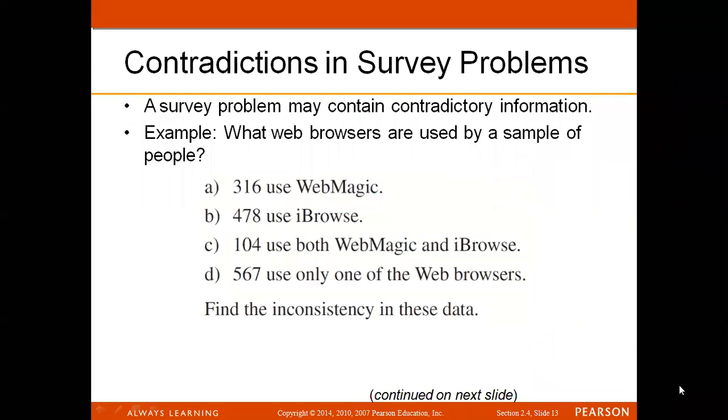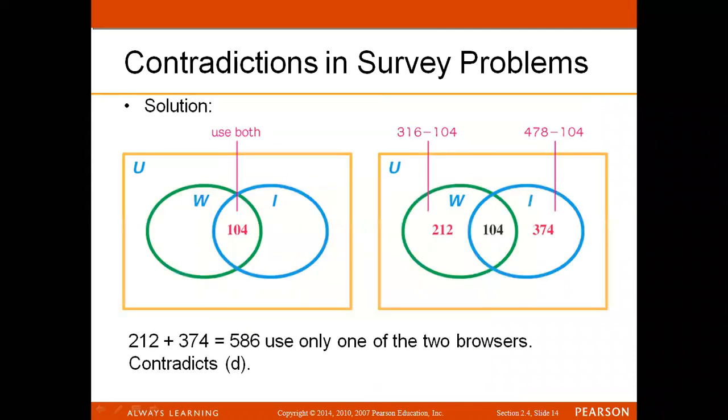All right. Sometimes you have contradictions in your survey problem. A survey problem may contain contradictory information. For example, what web browsers are used by a sample of people? 316 use WebMagic, 478 use Eyebrows, 104 use both WebMagic and Eyebrows, and 567 use only one of the web browsers. Find the inconsistency in these data.